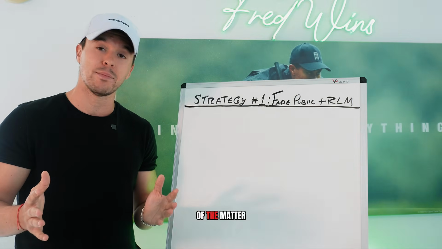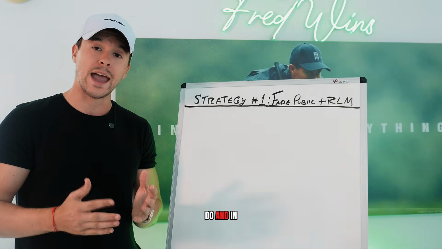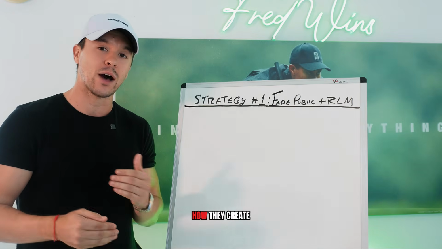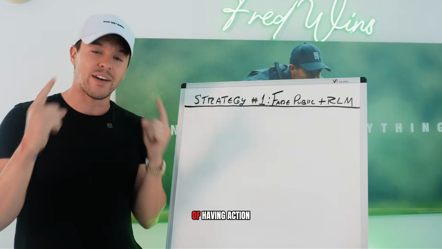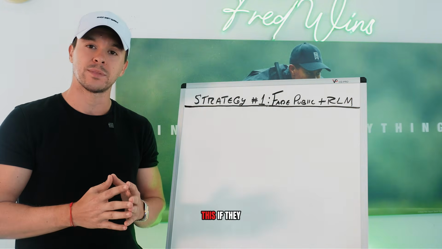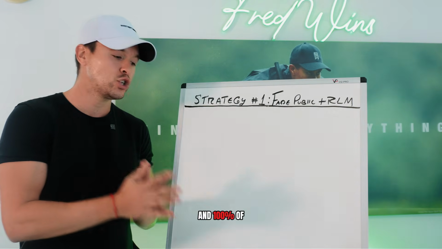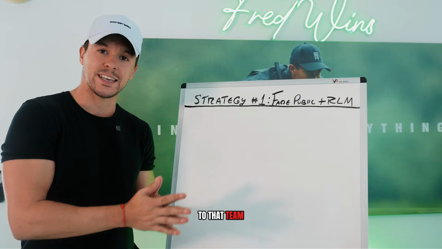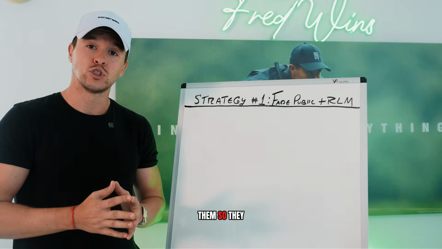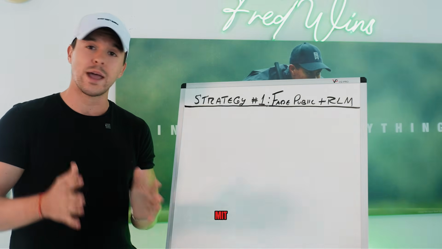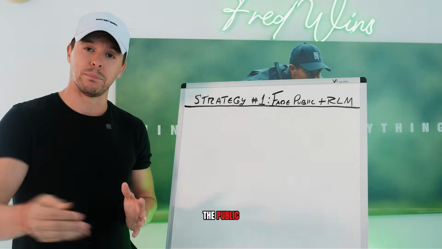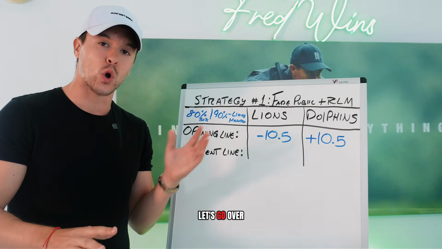Now the reality of the matter is that it is very hard to do, and in most cases there's going to be more money on certain teams than others. But that is how they create the lines, with the thought of having action on both sides of the table. Because think about this, if they make a line so appealing and 100% of the money goes to that team, for example, and they lose that, that's a very big liability for them. So they have PhDs, they have Harvard, MIT, and they have the best technology to create lines and to beat the public. Now that we have the foundation down, let's go over an example.